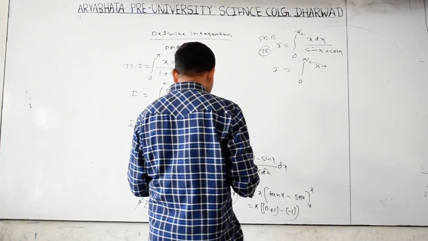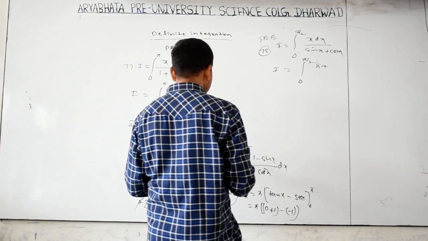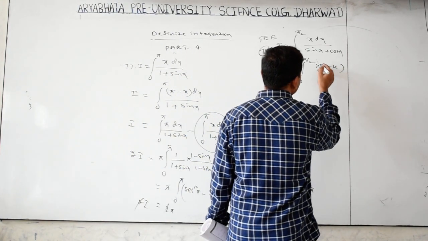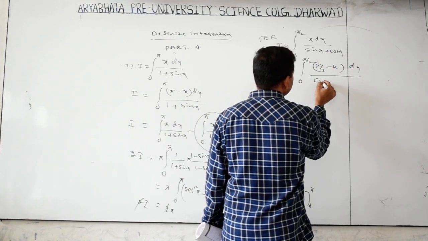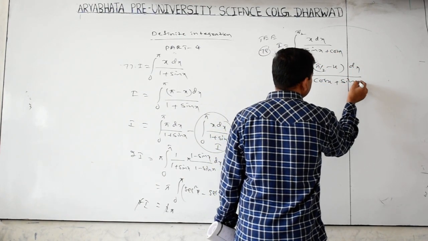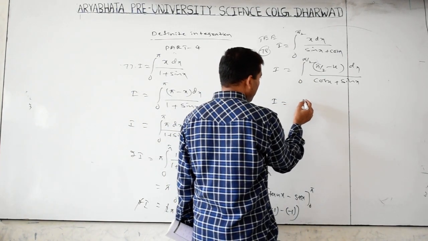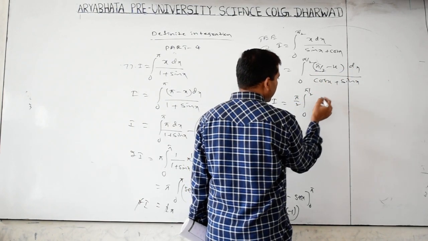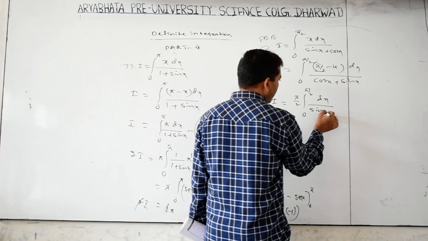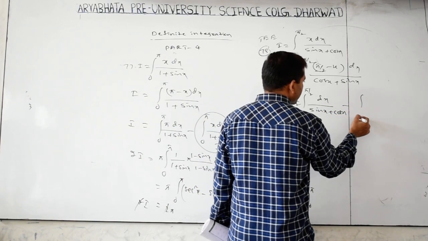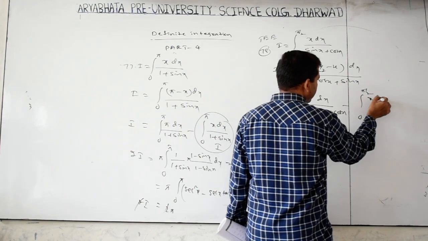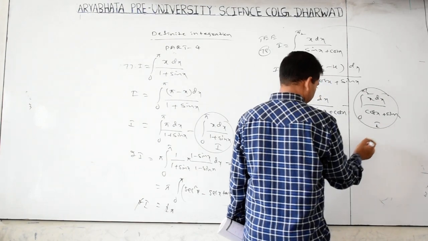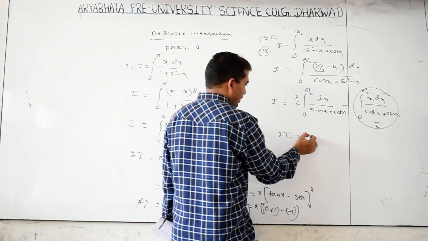Pi by 2 is there means pi by 2 minus x dx by sin of 90 minus x is cos x, cos of 90 minus x is sin x, correct. 0 to pi by 2, first constant take pi by 2 into dx by sin x plus cos x minus 0 to pi by 2 x dx by cos x plus sin x. This is equal to I plus I, 2I. This is the standard formula.